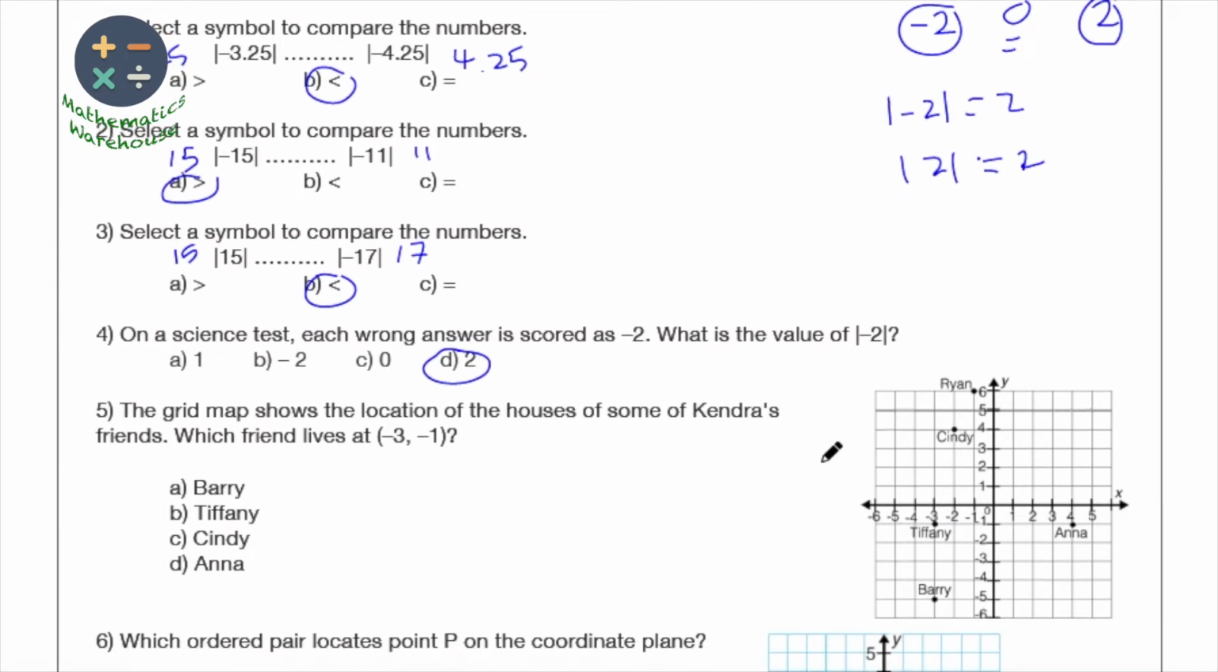Question 5. The grid map shows the location of the houses of some of Kendra's friends. Which friend lives at the ordered pair negative 3 and negative 1? Where is negative 3? As you know, in an ordered pair, the first component comes from the x-axis and the second component comes from the y-axis. See, negative 3 on the x-axis, this point, and negative 1 means we have to go down in y just one unit. So, we will get Tiffany. So, the answer is B.